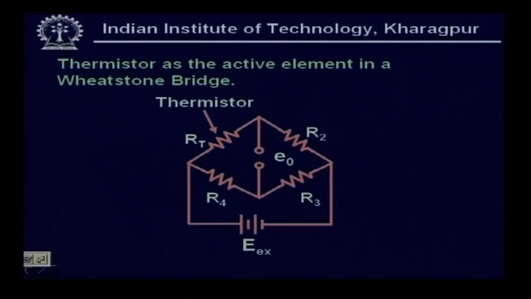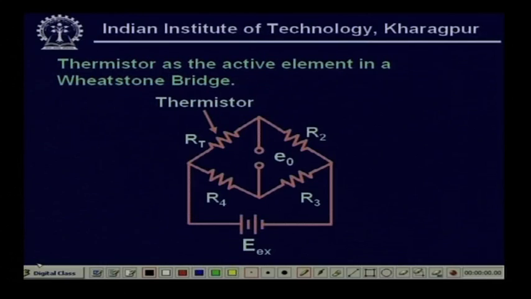Now, this is a Wheatstone bridge we have seen. You see here, this is a thermistor, so I can put a dot here. If I choose a yellow pen, I can put a dot here. So, it is the thermistor, and the others are just simple carbon resistors. These are the bridge excitation E subscript X, and this is our output voltage.